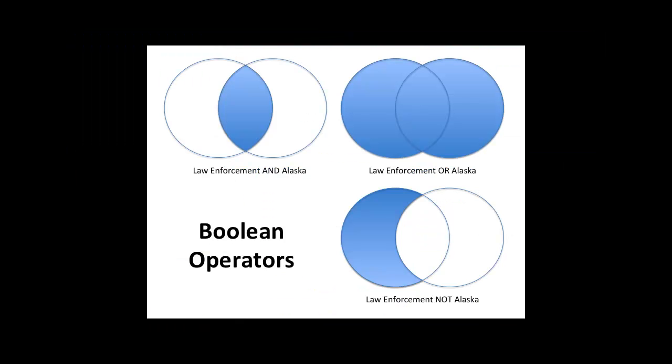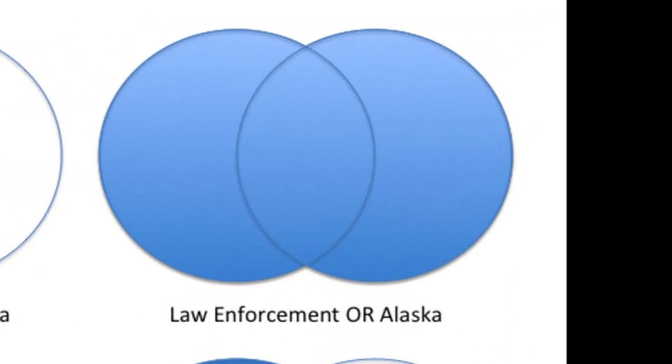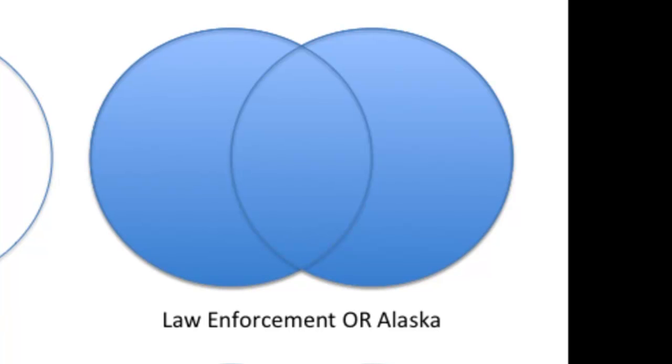Now let's go back to our graphic. What if I use the operator OR? This will show me every article about law enforcement plus every article about Alaska. So this would include articles on law enforcement in China as well as articles about commercial fishing in Alaska.